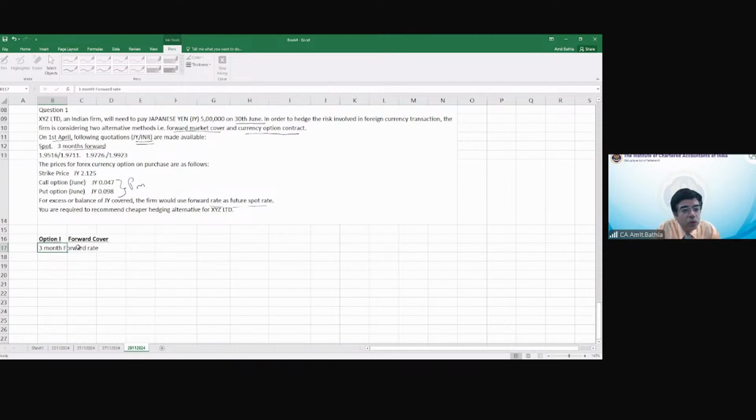I have to reverse, convert this JPY upon INR, right? I will need to have a reverse quote. Am I right? I will need to reverse this. Do you all agree with me? Because these are the rates which are mentioned as Japanese yen to INR. What I want is essentially I want to buy Japanese yen, right? So I want to have Japanese yen in the denominator as a base currency. 1 divided by 1.9923.